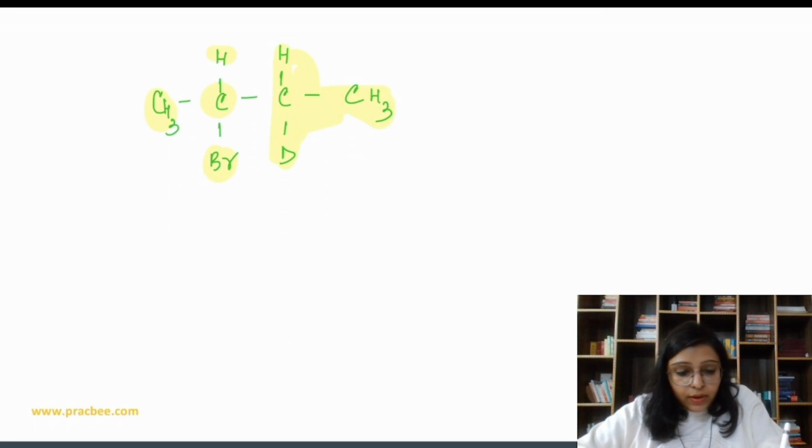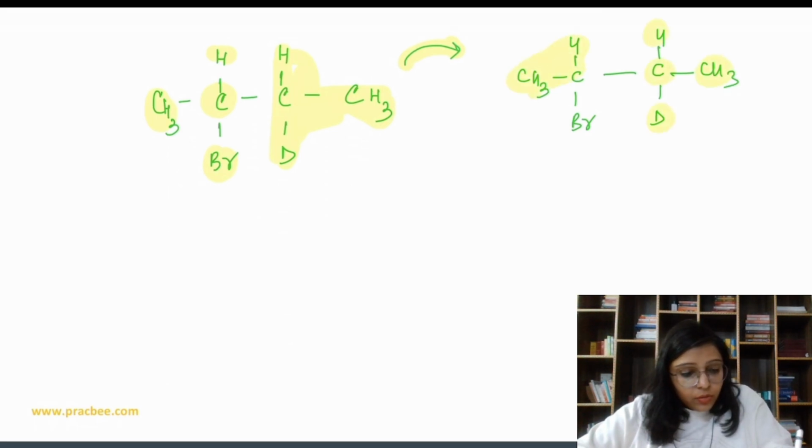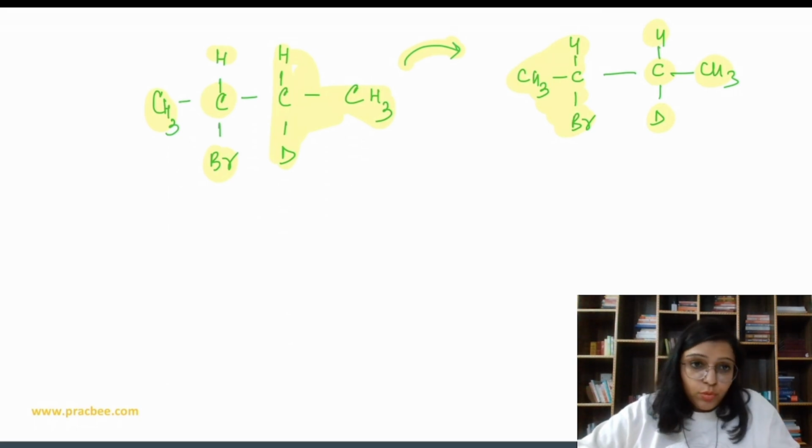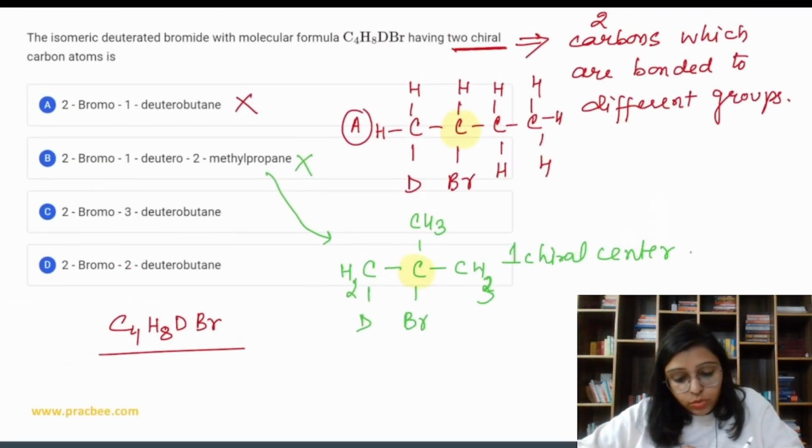Now if I write the same compound, CH3, CHBr, and then CHDCH3. So for this one, we have four different groups. Okay, so we have two chiral centers. So two chiral centers are present over here. So answer is going to be C.